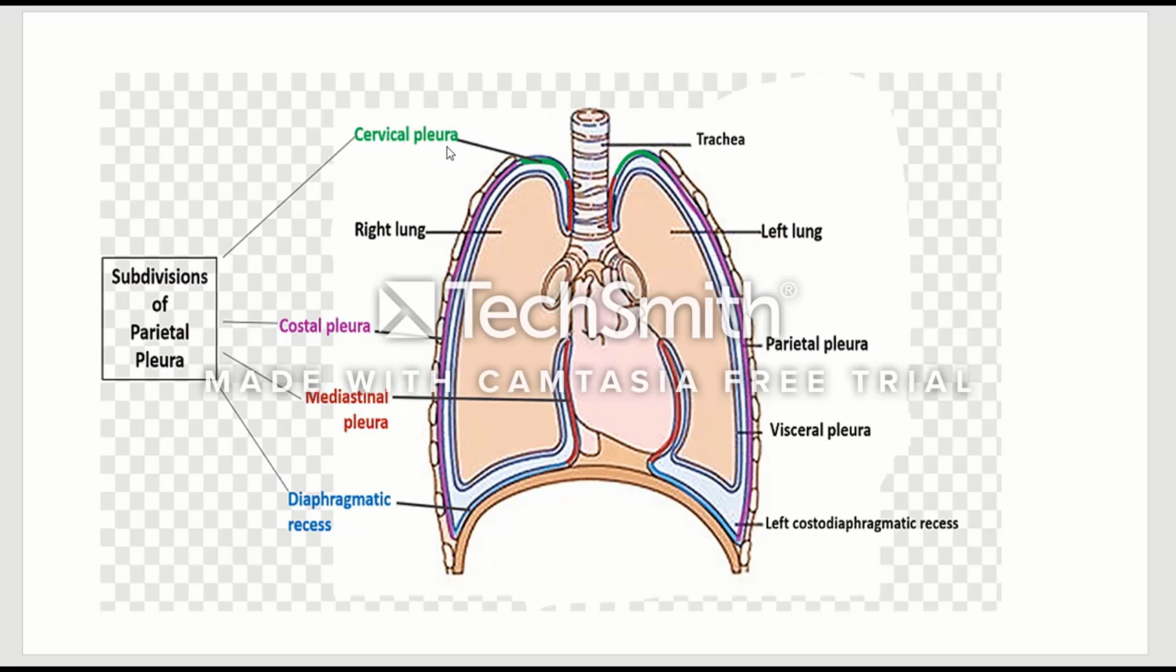This is the cervical pleura which covers the apex of the lung, and this is the dome of the parietal pleura, and this is the costal pleura which lines the inner surface of the thoracic cavity. This one is the mediastinal pleura which lines the corresponding part of the mediastinum, and this is the diaphragmatic pleura which covers the superior surface of the diaphragm.